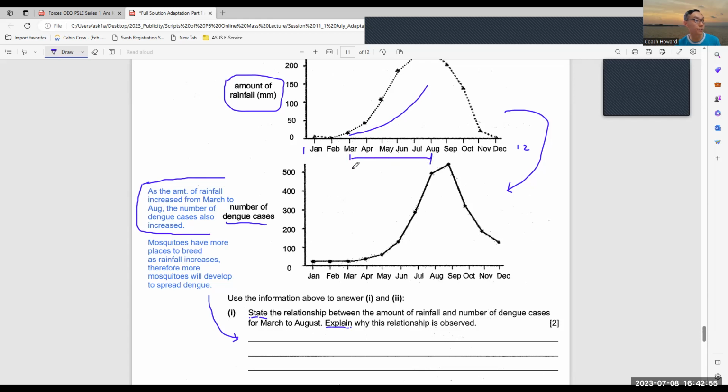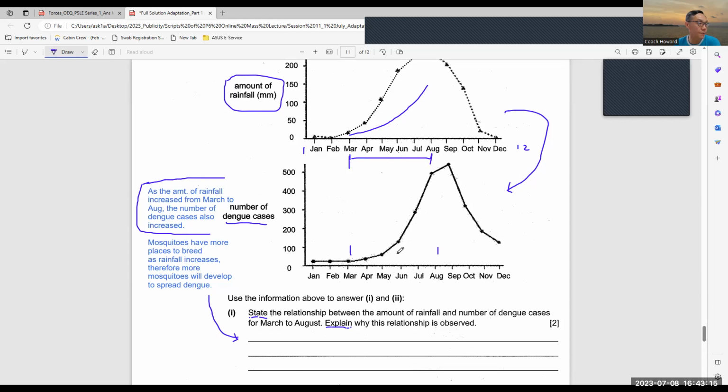Okay, so you can annotate using a pencil. Okay, similarly from here to here. Okay, March to August. So you just state that as the amount of rainfall increased from March to August, the number of dengue cases also increased. So this is a direct relationship.